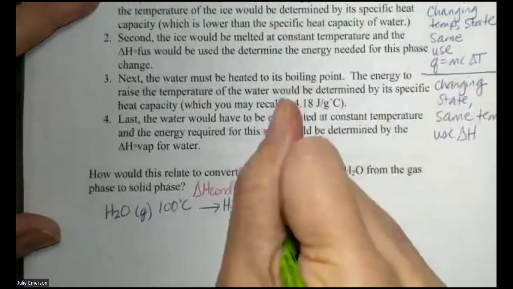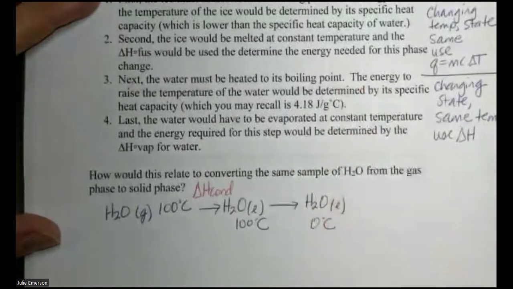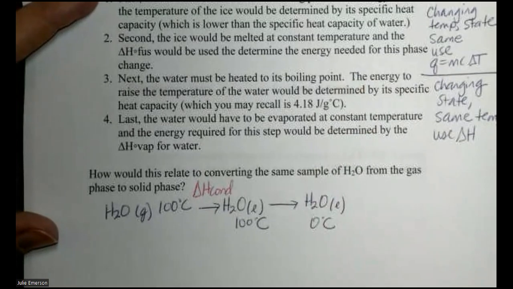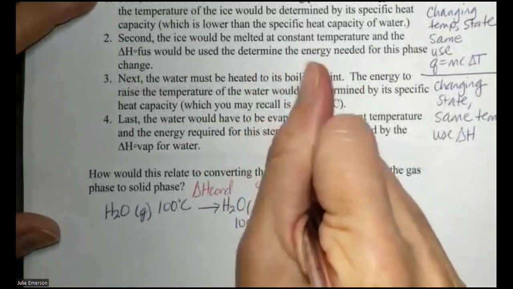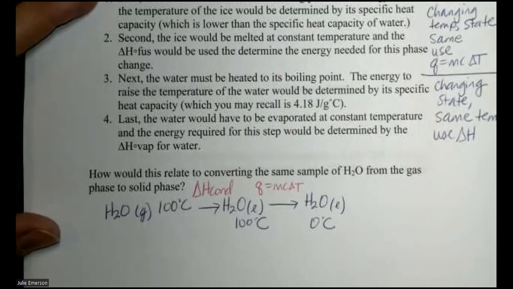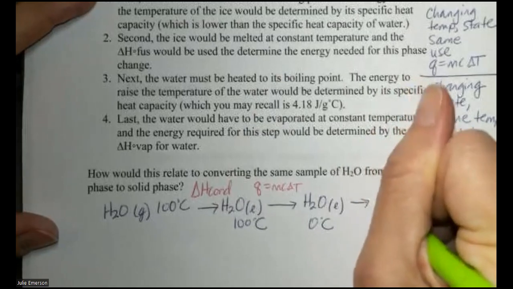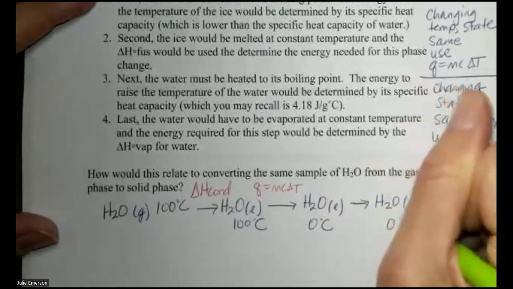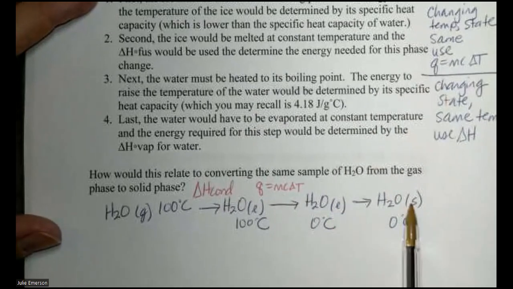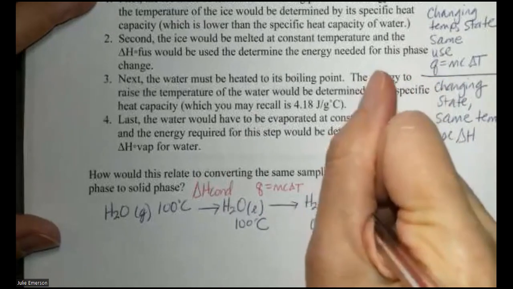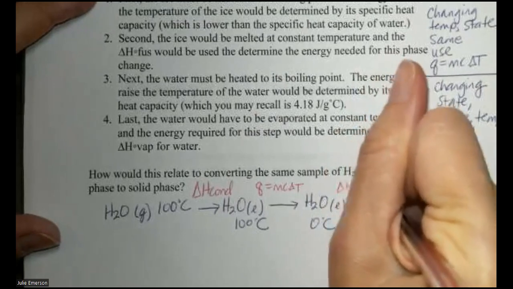If I take the water and continue to cool it, but now down to the freezing point of 0 degrees Celsius, then I'm going to use Q equals MC delta T. It's just that Q is going to be negative because delta T is going to be negative. Then I can freeze it. I can take it to the solid at 0 degrees Celsius. All right, so temperature stays the same, state is changing, and that would be my delta H of freezing or solidification.